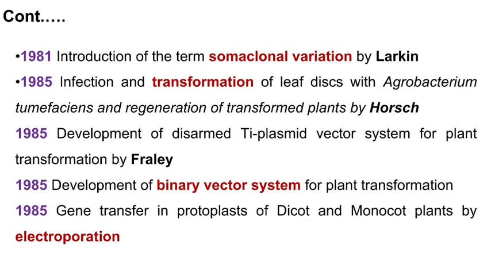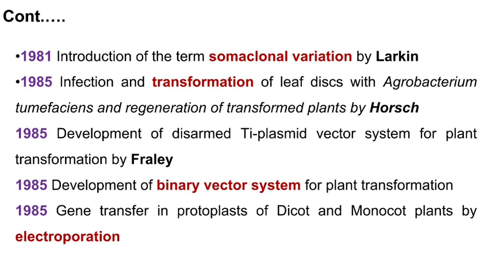In 1981, introduction of the term somaclonal variation, meaning the variation observed in tissue culture plants. Actually, this tissue culture process is achieved by somatic cells. So, this is called somaclonal variation. The term was actually introduced by Larkin and Scowcroft. Actually, this is one of the important things. You have to remember who first introduced the term somaclonal variation. It is usually asked in the examination, so don't forget, by Larkin and Scowcroft.